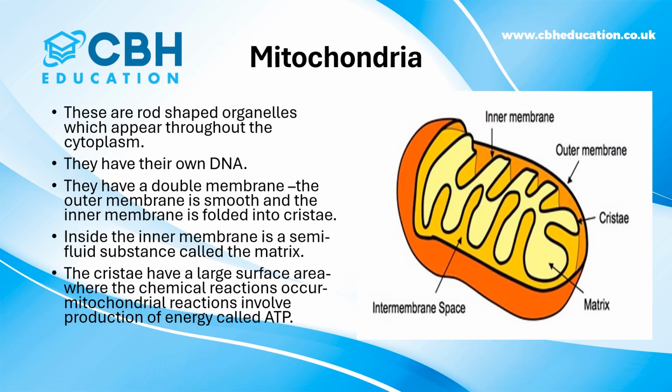So the mitochondria is a very important organelle. They appear throughout the cytoplasm. They have their own DNA. They have a double membrane. So they have an outer membrane that is smooth and an inner membrane that is folded into cristae. The inner membrane encloses a semi-fluid substance called the matrix. And one of the things about the cristae is they have a large surface area where chemical reactions occur, and they're involved in the production of energy called ATP.